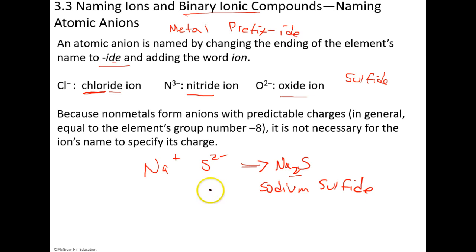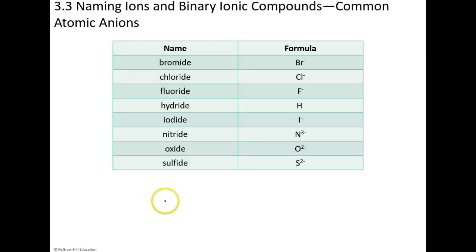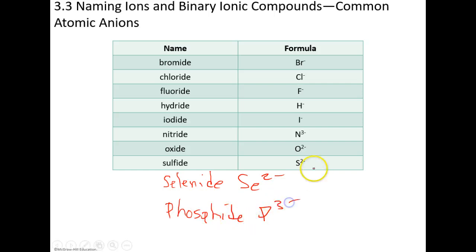All right, so these are the binary compounds. Here are some common ones: bromide, chloride, fluoride, hydride, iodide, nitride, oxide, sulfide, selenide. I think that's a fun one to say. Selenide is Se2 minus. Phosphide is P3 minus. Okay, just some common ones.